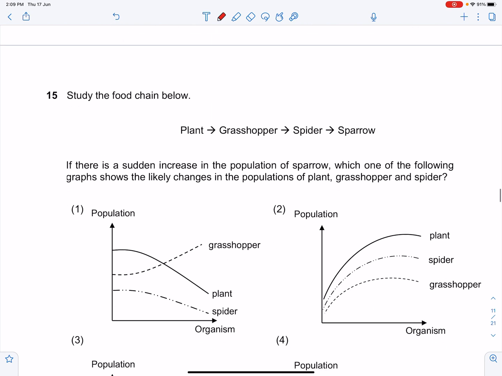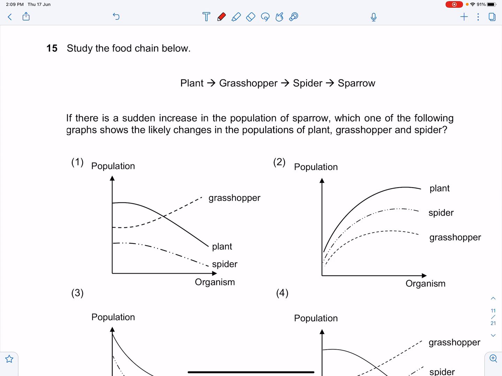15. Study the food chain below. Once again, just a very quick recap. The arrows over here actually talk about the feeding relationship. So what actually happens is that it states that the plant is eaten by the grasshopper. This arrow also talks about energy transfer. So energy is transferred from your plant to your grasshopper to your spider, and then your spider to your sparrow.